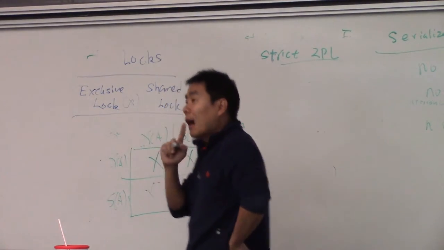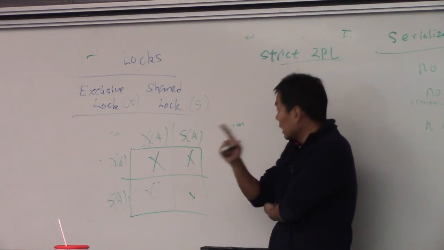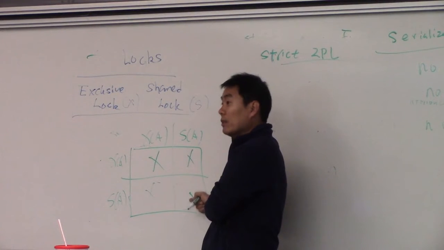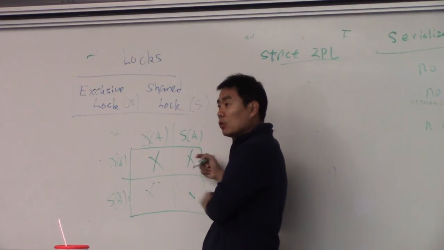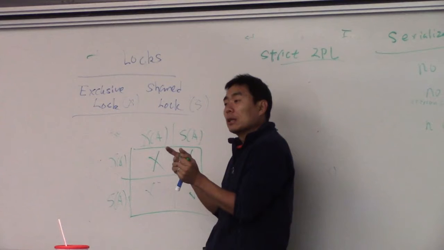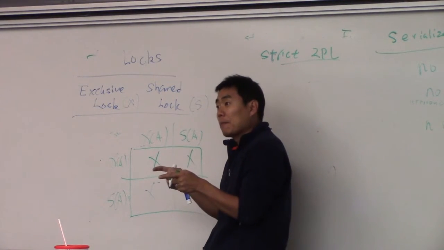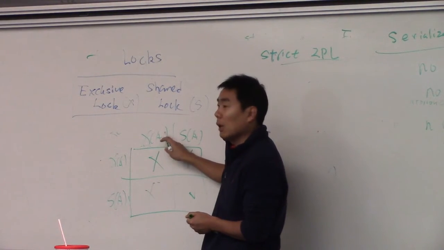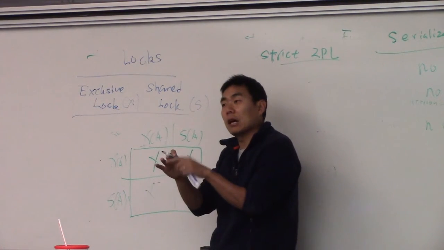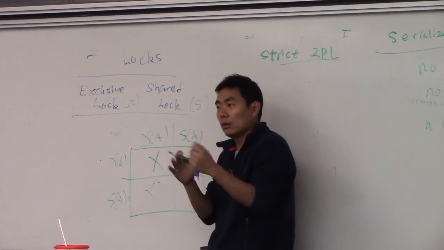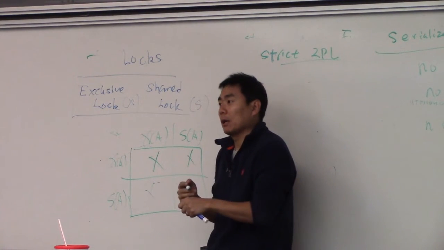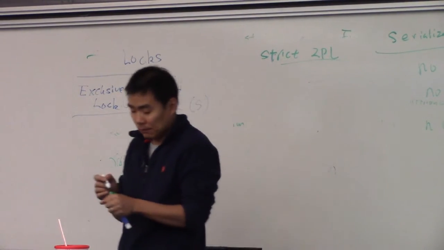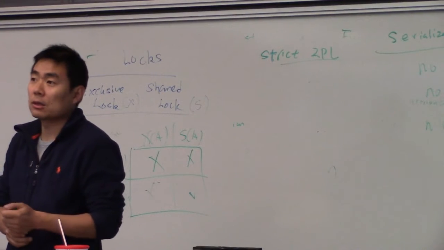What that means is if some transaction is holding a shared lock on object A, another transaction requesting a shared lock on A can proceed. So multiple transactions can hold a shared lock on A at the same time. However, if there is one transaction holding an exclusive lock on object A, then no other transaction can acquire any lock, exclusive or shared, on that object A. That's what it means. Okay, so that's first of all the concept of lock, and two types of locks.